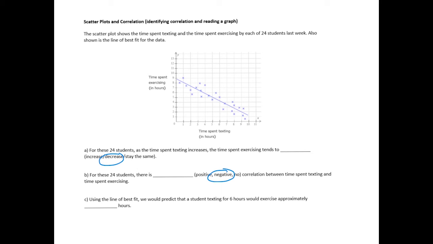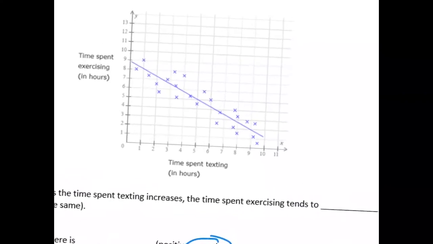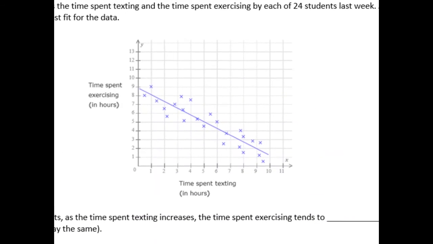So using the line of best fit, we would predict, looking at this problem, that a student texting for 6 hours would exercise approximately how many hours? Well, let's see. If we look at the graph right here and take someone who spends about 6 hours texting, here's where that intersects the line of best fit, then move that over.